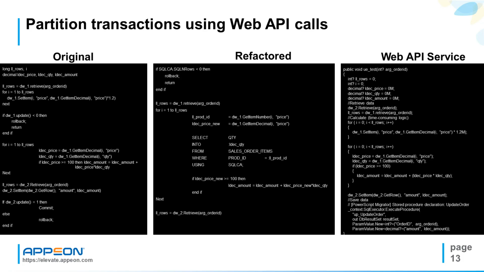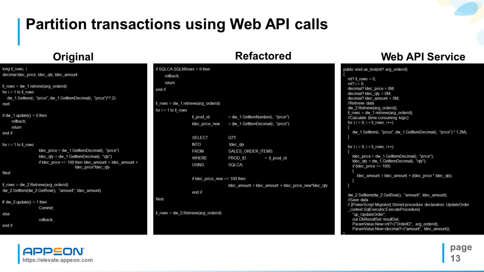Okay, so here we'll see an example of how to partition transactions using web API calls. First, on the left side we see the original source code, then in the center we see the refactored source code. Now notice that we do actually have a select statement inside of a for cycle. That is because this is something really simple that can be handled by the web API and also by the client app itself. But on the right you see the web API service.